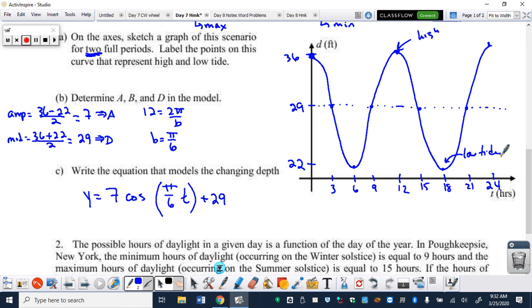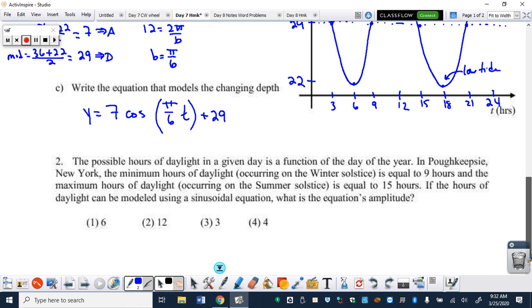Okay, that's question number 1. Question number 2. The possible hours of daylight in a given day is a function of the day of the year. In Poughkeepsie, New York, the minimum number of hours of daylight occurring in the winter solstice is equal to 9 hours, and the maximum hours of daylight occurring on the summer solstice is equal to 15 hours. If the hours of daylight can be modeled using a sinusoidal equation, what is the equation's amplitude?